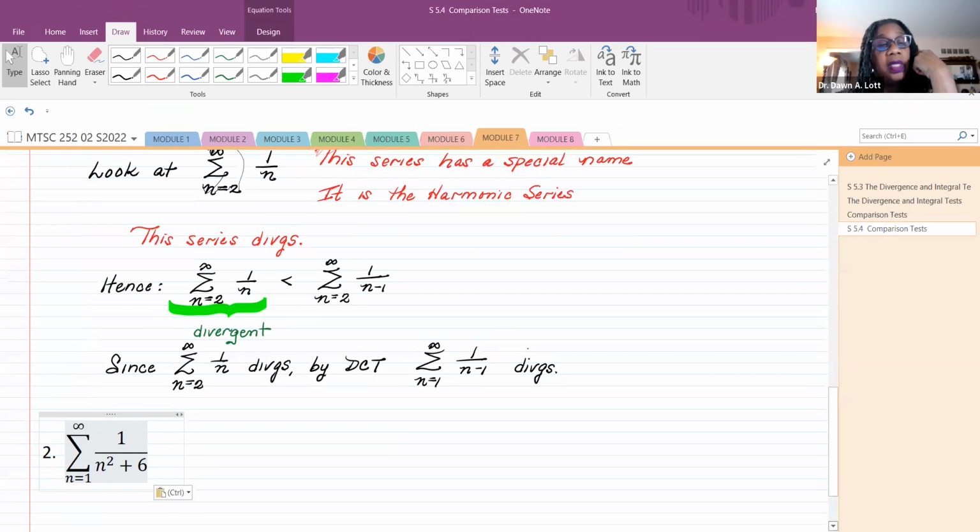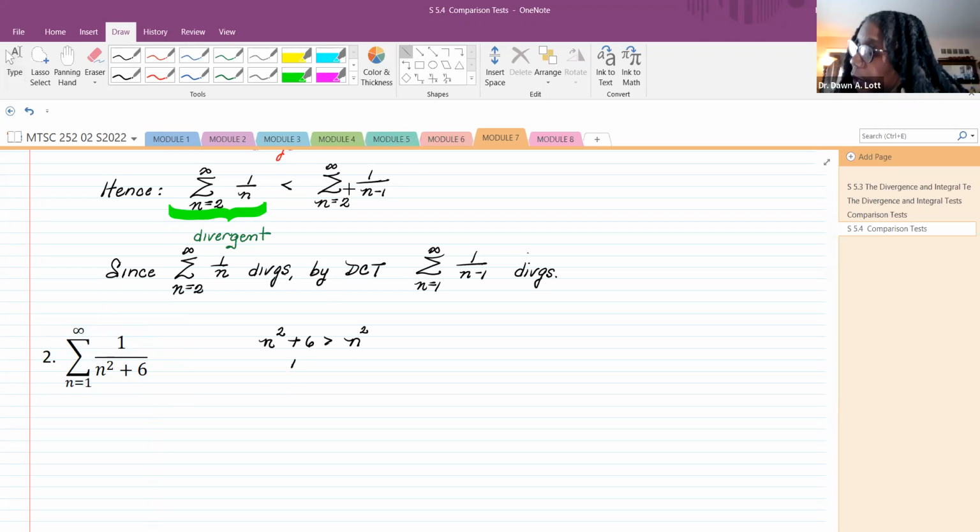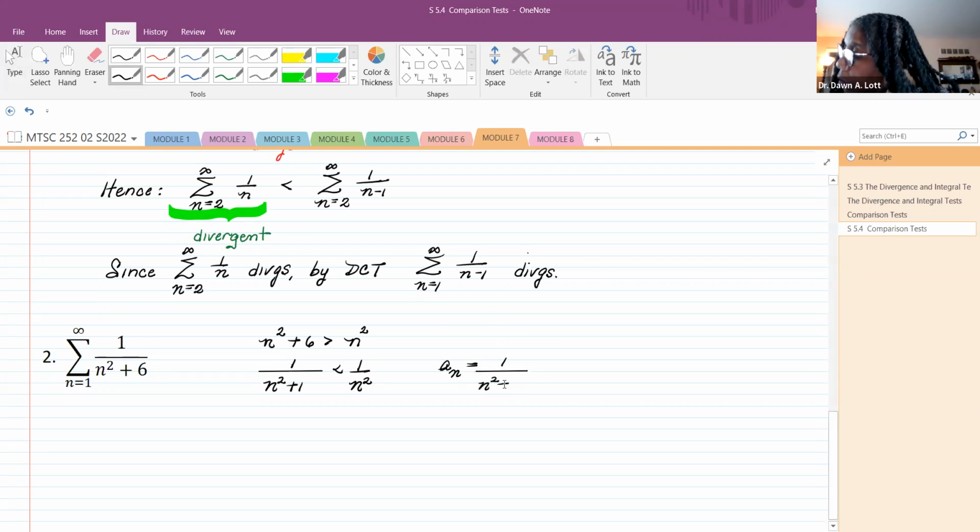Okay, so this one is 1 over n squared plus 6. So let's use the fact that n squared plus 6 is bigger than n squared. So that means 1 over n squared plus 6 is less than 1 over n squared. So a_n is going to be 1 over n squared plus 6, but that's less than 1 over n squared, which is equal to b_n. And so there you have it, a_n less than b_n. Okay, so I got what I needed.